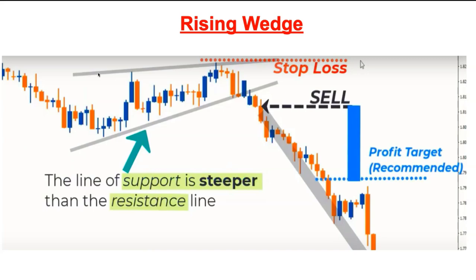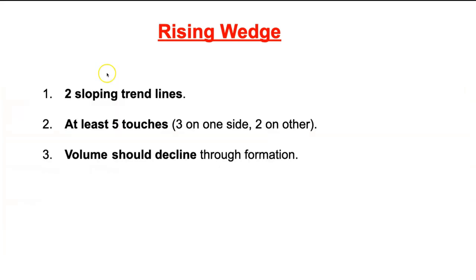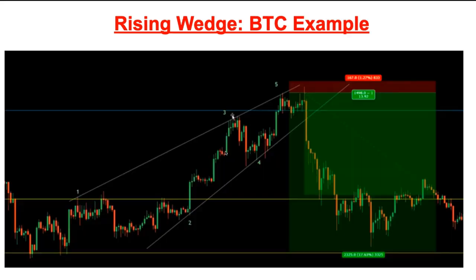But of course, price action can go much lower as well. So the main key points of a rising wedge is that there's two sloping trend lines, and ideally at least 5 touches. Ideally 3 on one side and 2 on the other. And the volume should ideally decline through the formation, but it's not essential.